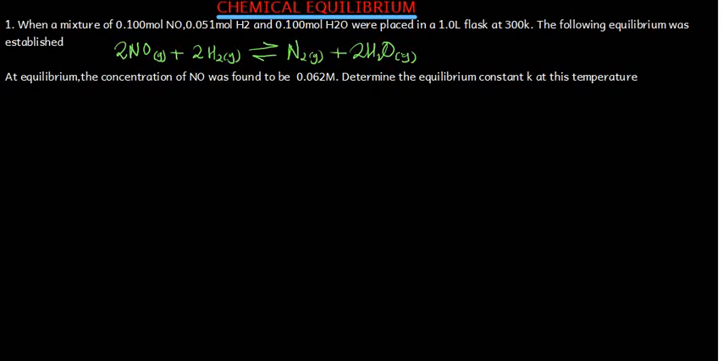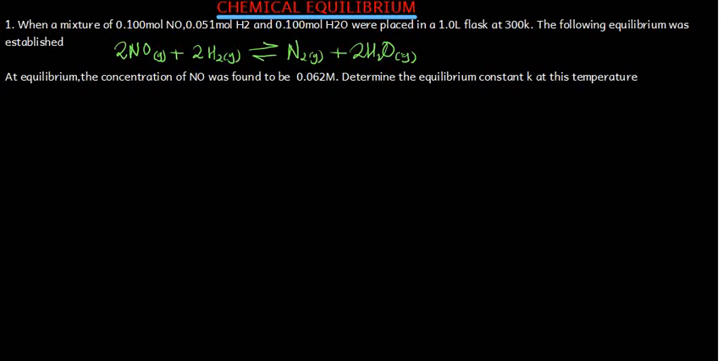When a mixture of 0.100 mole nitrogen oxide, 0.051 mole hydrogen, and 0.100 mole water were placed in a 1 liter flask at 300 Kelvin, the following equilibrium was established. So at equilibrium, the concentration of nitrogen monoxide was found to be 0.0620 molar.